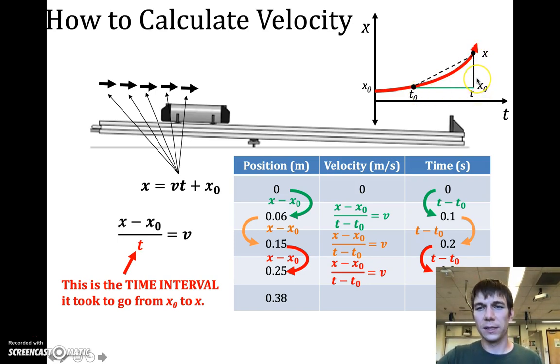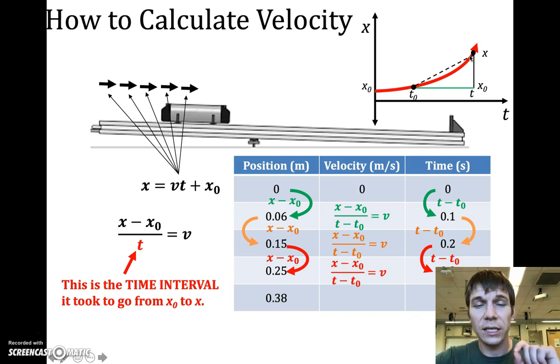And you may notice that x minus x naught and t minus t naught, this right here is your numerator, that's your rise, and this right here is your denominator, that's your run. You're just doing rise over run. So if we do it this way, rise over run, rise over run, that is just slope. You're just calculating the slope.